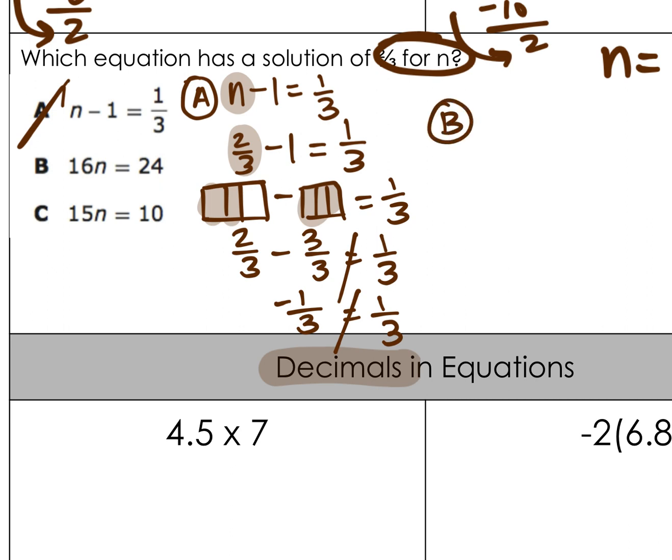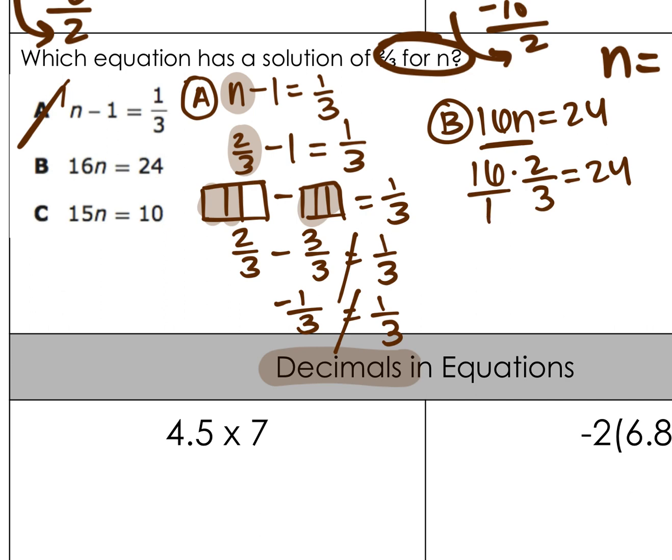Again, if you need to take a moment to pause and catch up, that's totally fine. B says 16n should equal 24. Now remember, between these two things, we have some multiplication. So I'm going to put that in, 16 times, and then we said n is 2 over 3, and this should equal 24. Earlier we talked about changing whole numbers into fractions by putting them over 1. And now we can multiply as normal. I have 16 times 2, and I'll tell you right now that that's 32. And 1 times 3 is my denominator, and I'm going to tell you that that is 3.